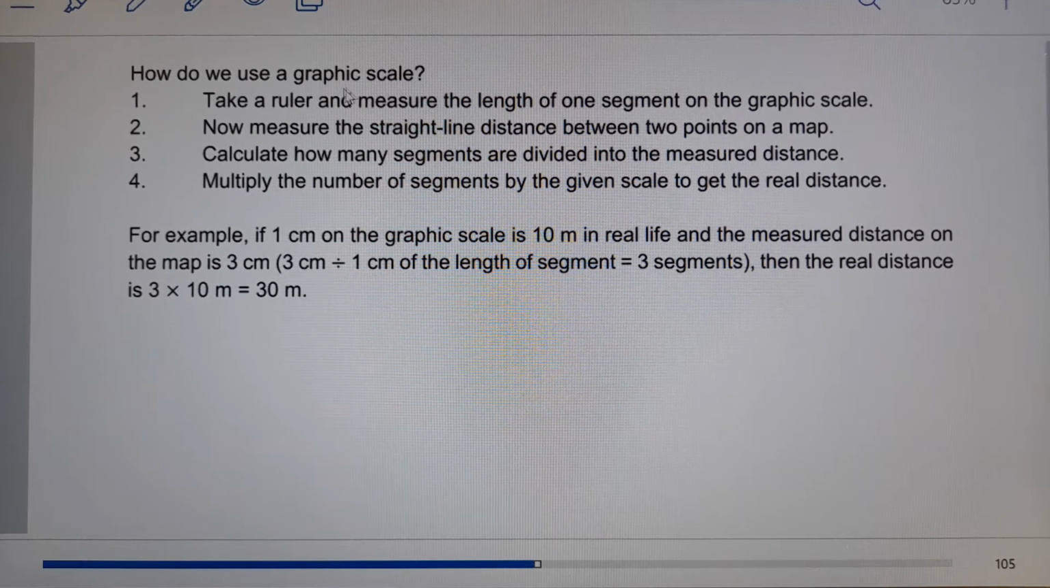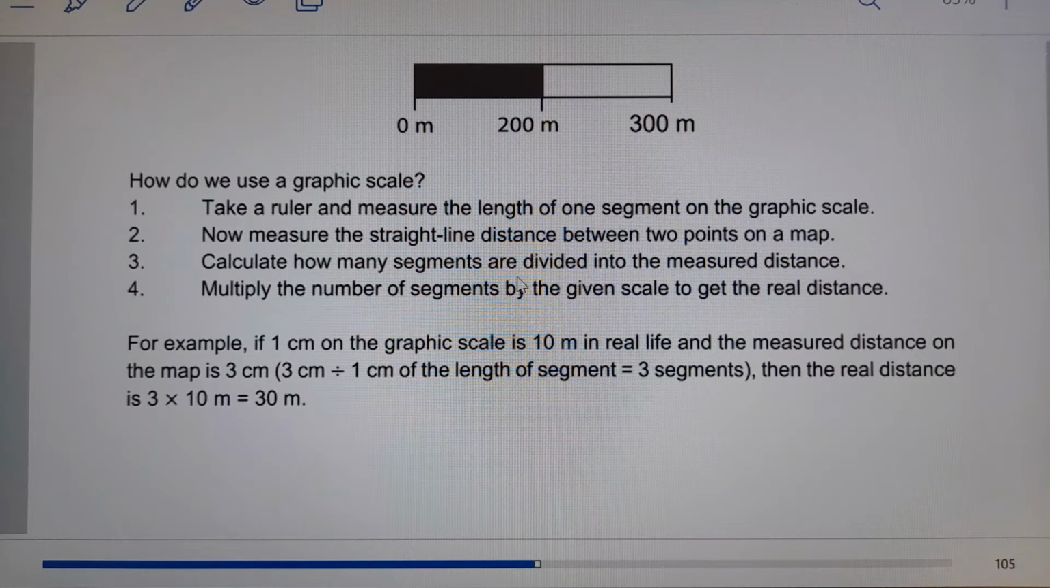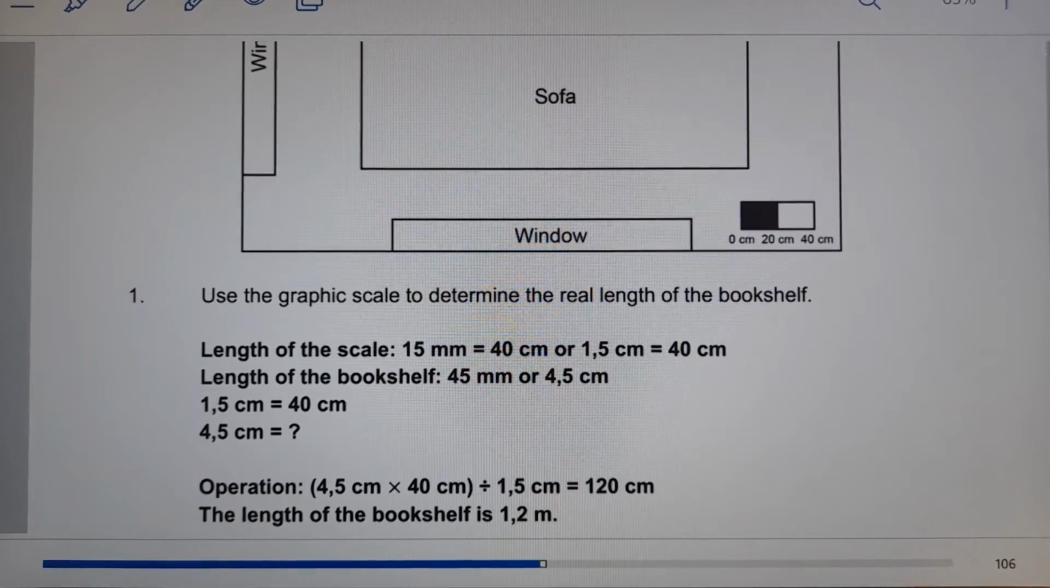How do we use the graphic scale? You take your ruler and you measure the length of one segment on the graphic scale. Now measure the straight line distance between the 2 points on a map. Calculate how many segments are divided into the measured distance. Multiply the number of segments by the given scale to get the real distance.